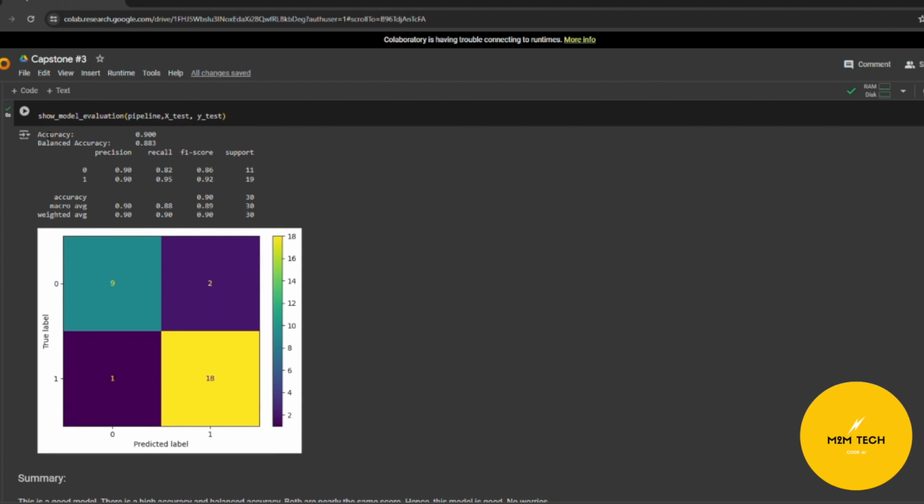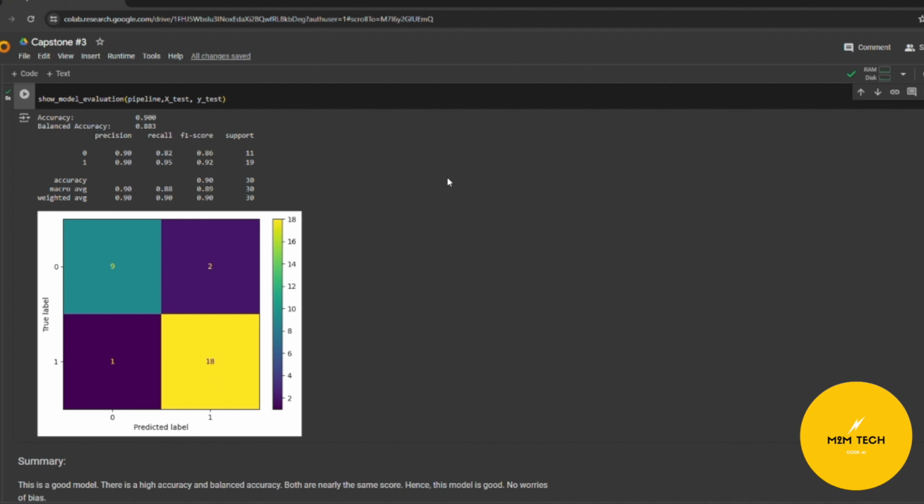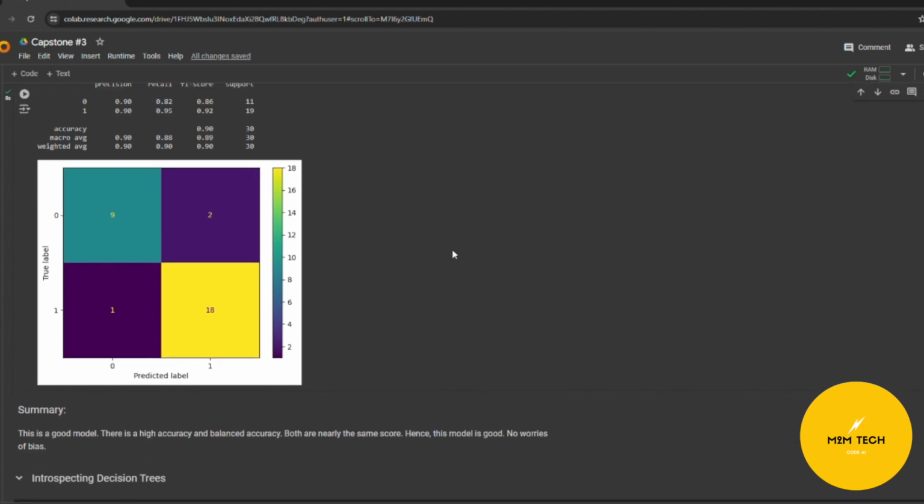We can see that the model has an accuracy of 0.9, which means that the model correctly predicted 90% of the instances in the test data, and it also has a balanced accuracy of 0.883, indicating that the model achieved an 88.3% correct classification rate across all classes in the dataset. Both metrics indicate that the model performs well. And having a balanced accuracy nearly the same value as the accuracy tells us that the model is not biased towards predicting one group in our dataset.